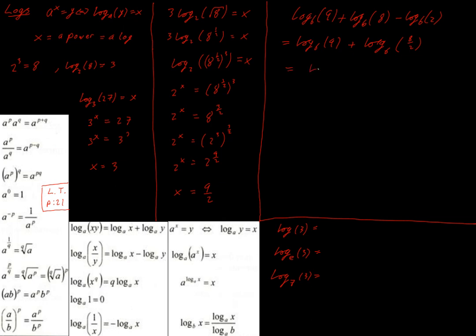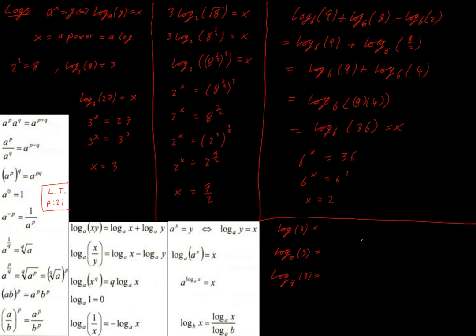So if I work that out, I get log to the base 6 of 9 plus log to the base 6 of 4. And I'm adding logs, which means I'm multiplying my original numbers using my first rule of logs. So I have 9 multiplied by 4 in my brackets. So I get log 6 of 36. And now I can recognize that I can use my rules of log. 6 to the x is equal to 36. 6 to the x is equal to 6 squared. X is equal to 2.